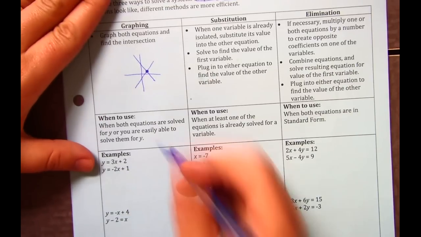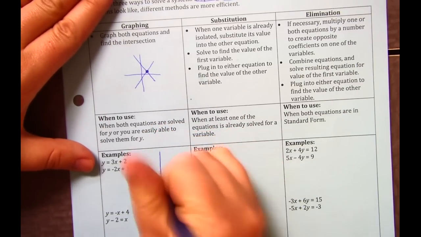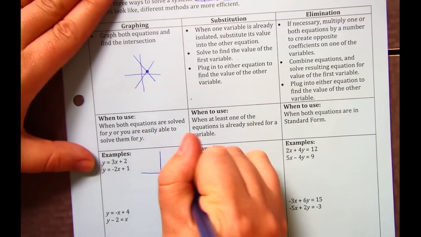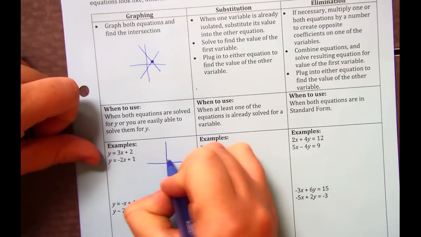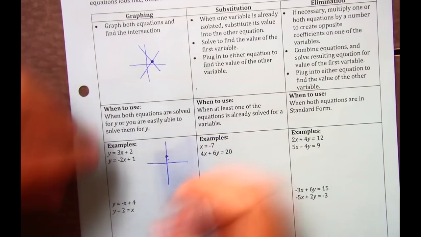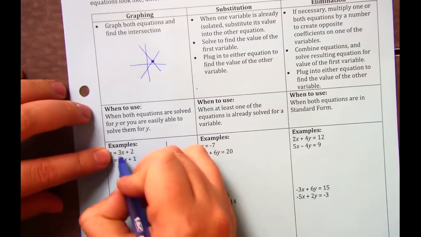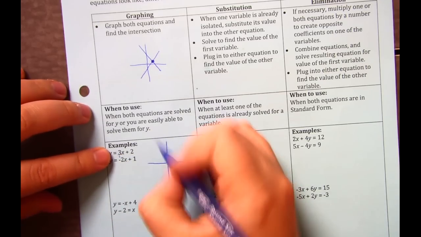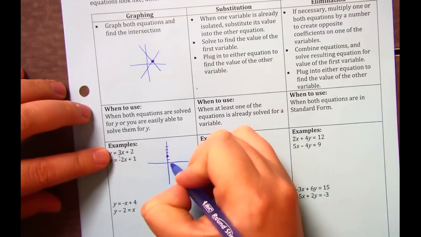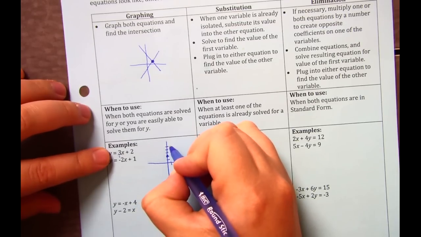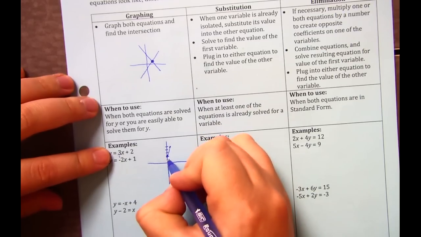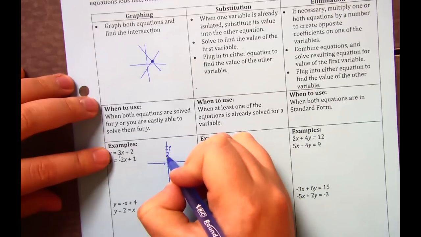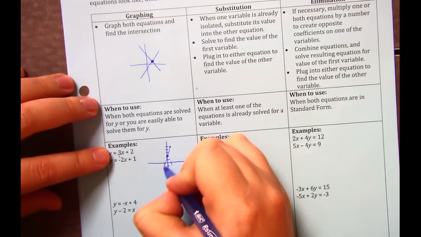Now, to graph these, I am going to graph the first one. So I'm going to start at a positive 2. And then my slope is 3, that's like 3 over 1. So from this point, I'm going to go up 3 over 1, and I will make my line. And just to go in the other direction, I'll go down 3 over 1 as well.